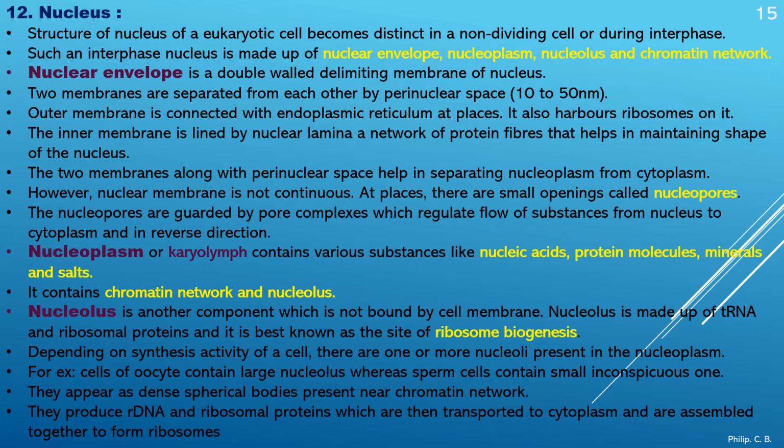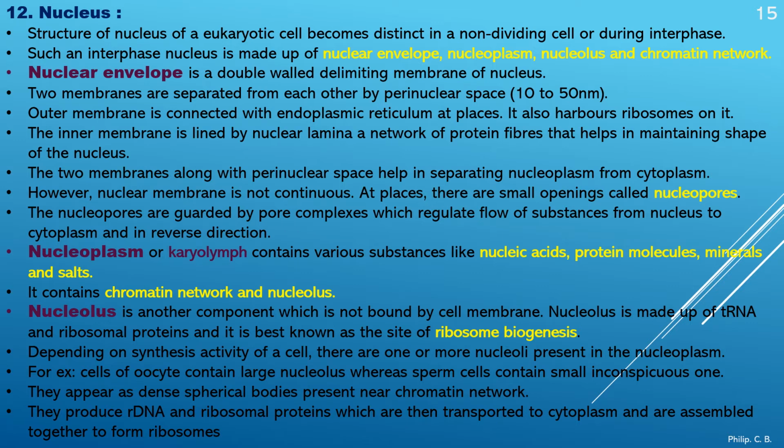Nucleoplasm, or karyolymph, contains various substances like nucleic acids, protein molecules, minerals and salts. It contains the chromatin network and nucleolus. Nucleolus is another component which is not bound by a membrane. Nucleolus is made up of RNA and ribosomal proteins, and it is best known as the site of ribosome biogenesis. What is biogenesis? As you know, bio, life, genesis, formation. So we can say formation of ribosomes or the ribosomal proteins.